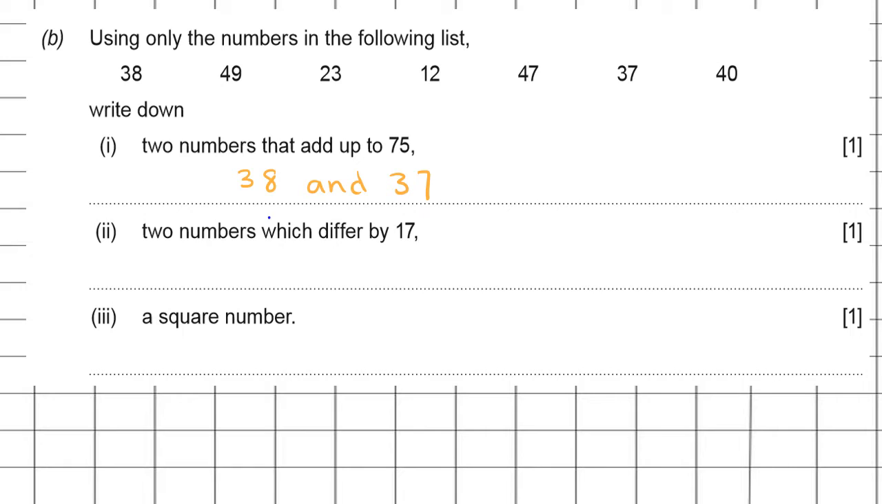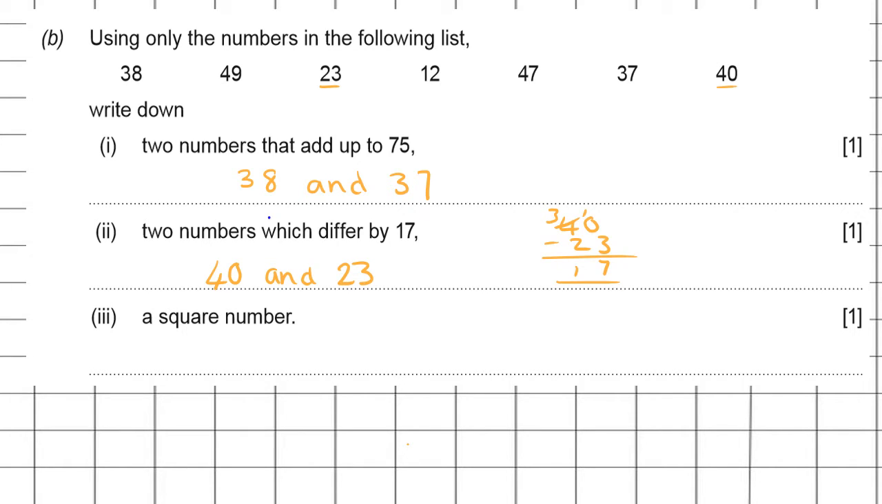Two numbers which differ by 17. Not a lot to differ by. 37 and 40, no. 47 and 40, no. 23 and 40, yep, because if we did 40 take away 23, that gives us 17. Therefore, our numbers are 40 and 23.